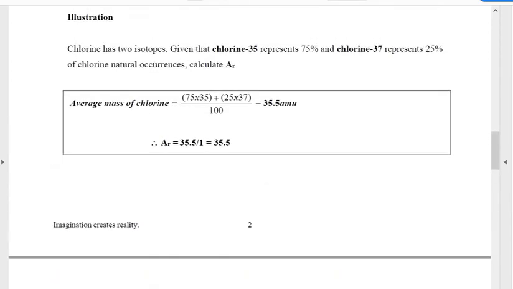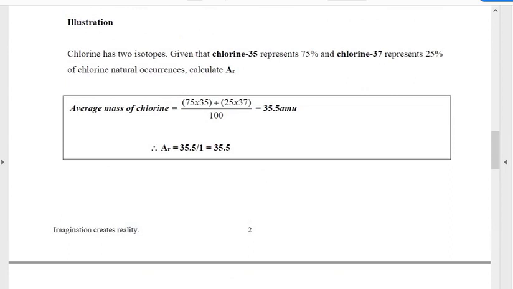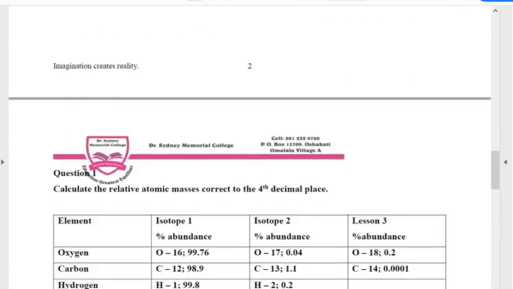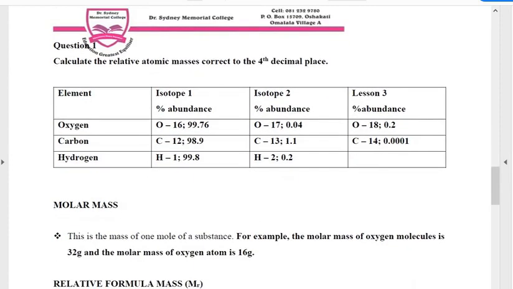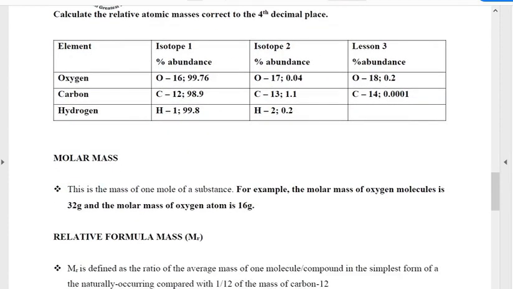This is the example that we gave. It's the same example that I gave you guys in your notes, right? So you're going to do these calculations for determining the relative atomic masses of oxygen, carbon, and hydrogen based on the information that is given there. Well, I don't know why I wrote lesson 3 there. That's supposed to be isotope 3. I'll correct it. It's not lesson 3, it's isotope 3.